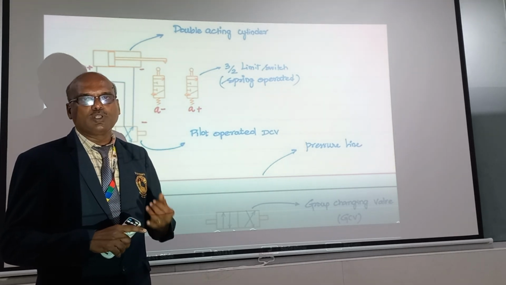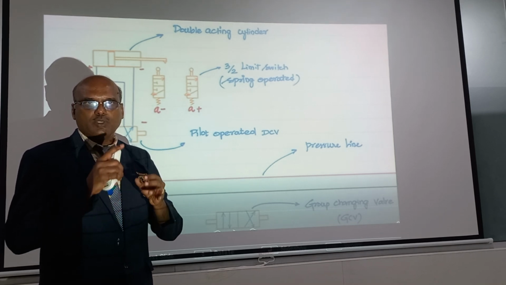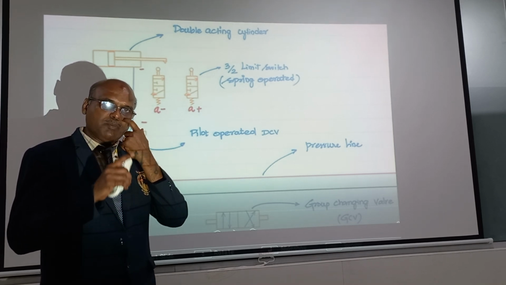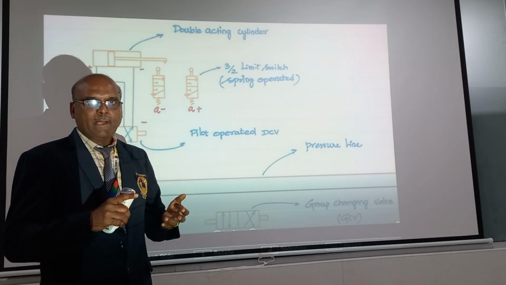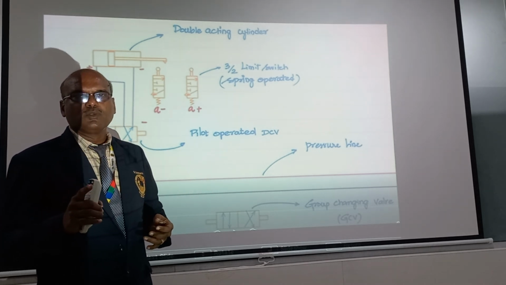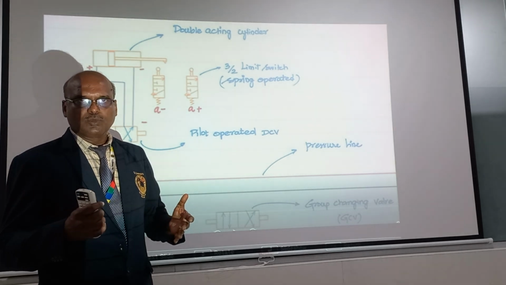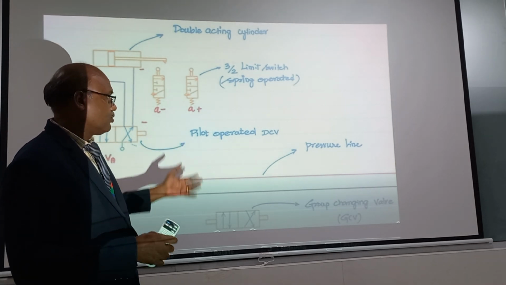For forming the group, the rule is in every group the letters should not get repeated. So A plus and A minus should not be in the same group. Similarly, B plus and B minus should not be in the same group. Similarly, C plus and C minus. N number of cylinders you can use. Okay, that's the main group rule.